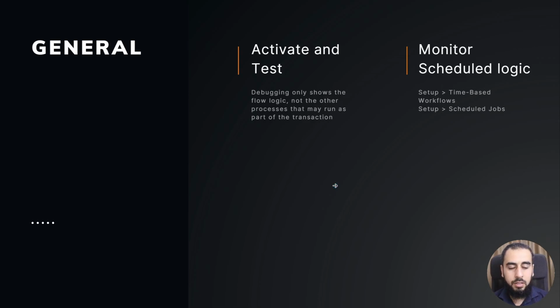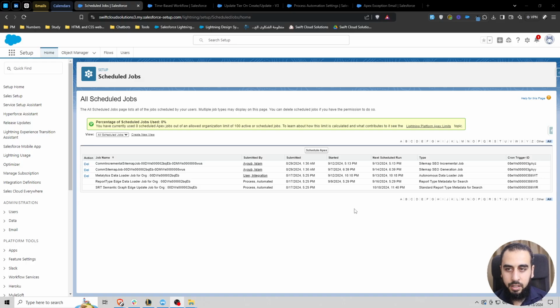Another thing that's important is that if you create a scheduled triggered flow, you can monitor scheduled jobs. When you create a scheduled triggered flow and you activate it, it automatically creates a job for each time this is going to run. If you run it daily, then every day a new job is created, and you can see that in the scheduled jobs. If you go to setup and search for scheduled jobs, this is where you would see things that are running on a daily or weekly basis. These processes are going to show up here.